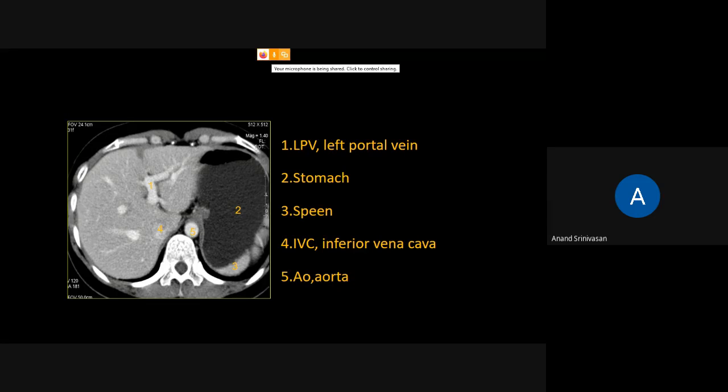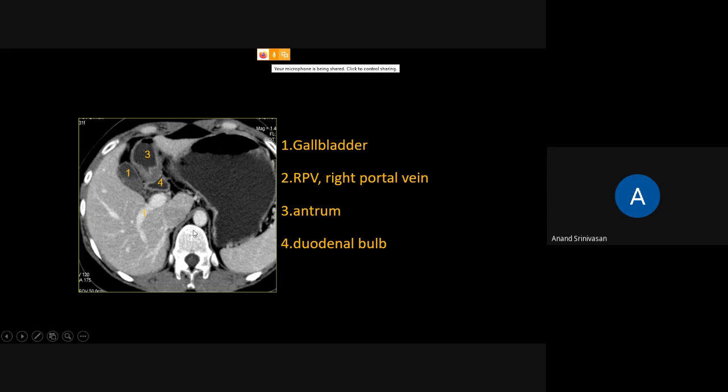At a slightly lower level, here you can see the portal vein, the hilum of the liver, which is where the main portal vein is located. The stomach, and a small portion of the spleen. Sorry about the spelling. SPLEEN. So a small portion of the spleen is being seen. And this is the inferior vena cava and the aorta.